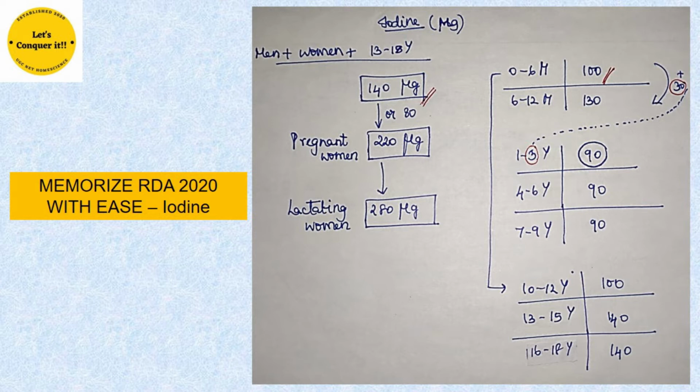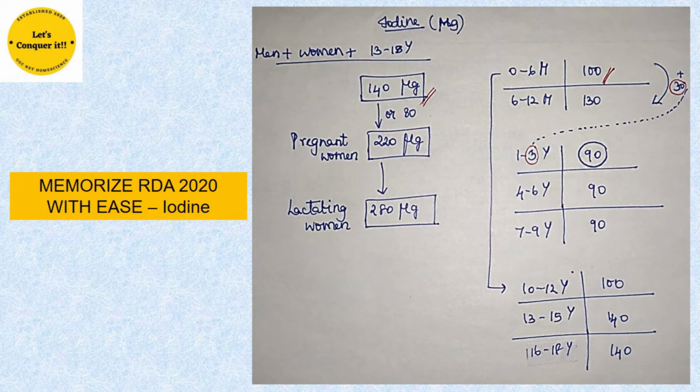Today, in this short video, we'll try to learn the trick to remember RDA 2020 for iodine. In case of iodine, it is measured in terms of micrograms. Be very clear in the unit in which all the RDA nutrients are measured, because a lot of RDA nutrients are measured in milligrams. A few others are measured in grams, say for example carbohydrates. Whereas in case of iodine and vitamin B12, they are measured in micrograms.